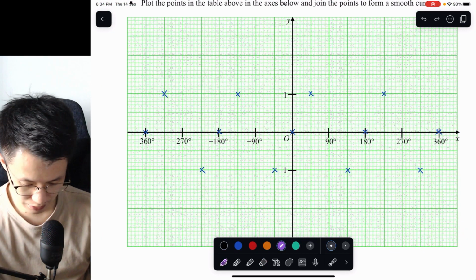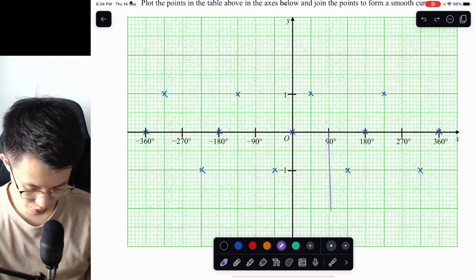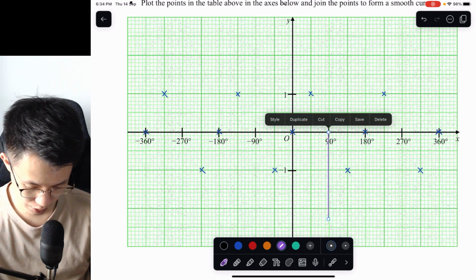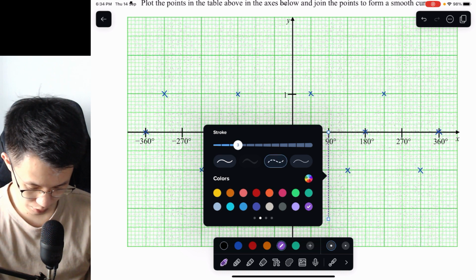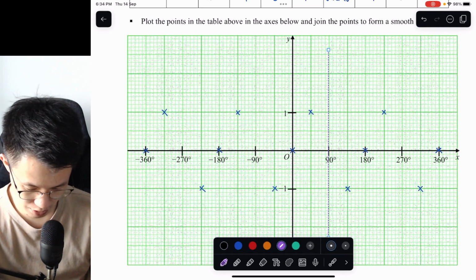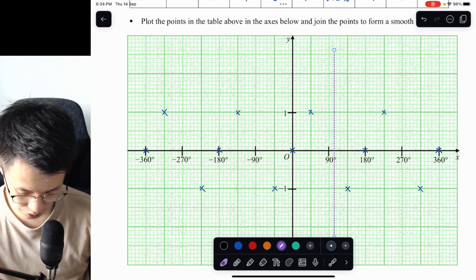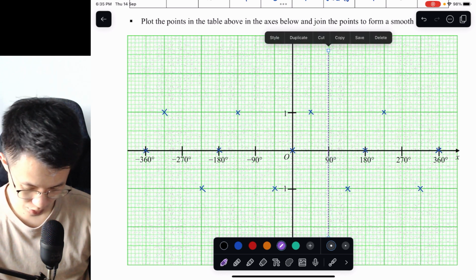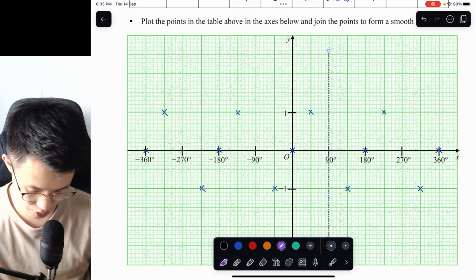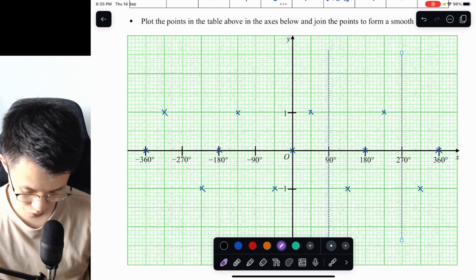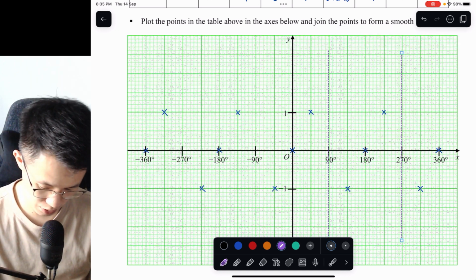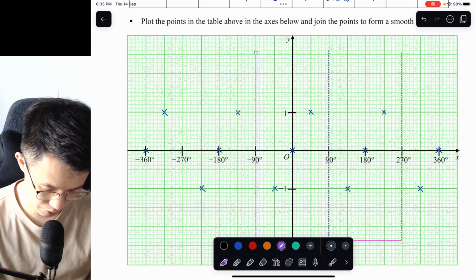So because it's undefined at 90 degrees, I'm going to draw a dotted line at 90 degrees, at the values that are undefined, something like that. Okay, so duplicate this. Okay, we'll do it also for 270. Duplicate this, we'll do it for the negative 90 as well.